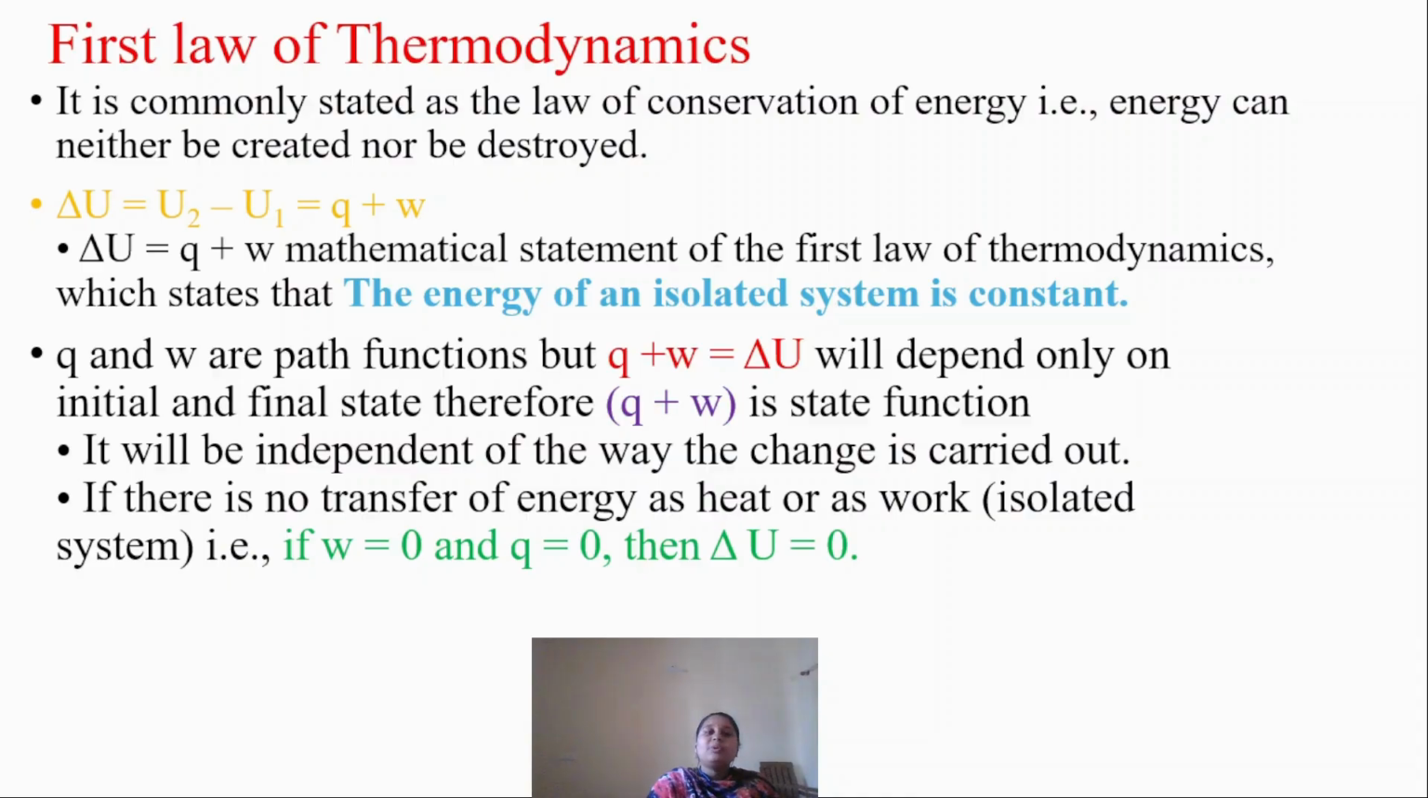And Q plus W is equal to delta U. So it depends upon the initial and the final state of the system, whereas it is independent of the way the change is carried out. So if there is no transfer of energy as heat or work, as in an isolated system, W is equal to 0, Q is also 0, then delta U is also 0.